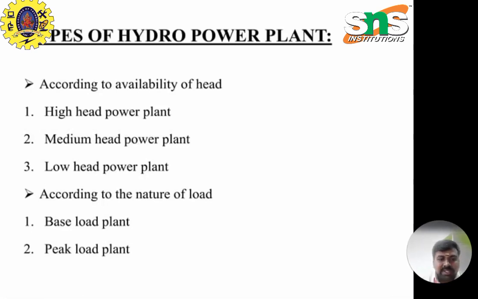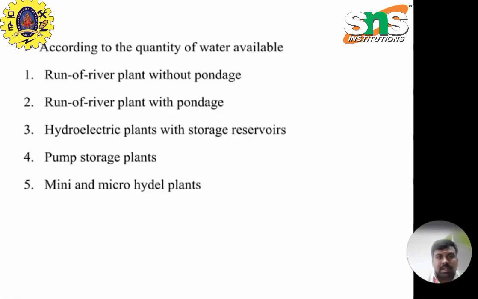And according to the nature of the load, the power plant is classified into two types: one is the base load power plant, and the other is the peak load power plant. Then, according to the quantity of water available, power plants are classified into five types.